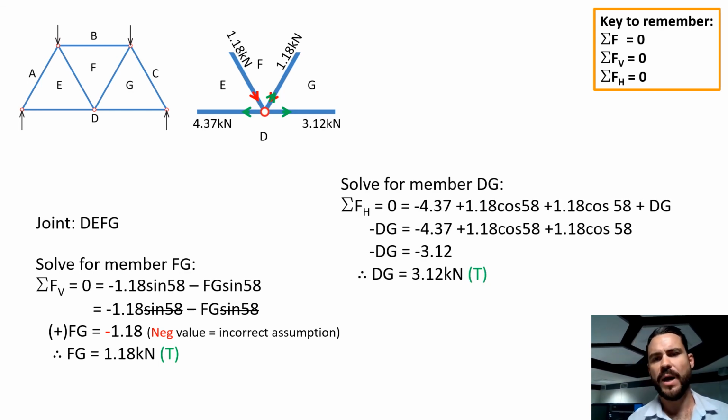Now, when we're looking at the last member here, GD, we're looking at our sum of forces in the horizontal. We go through and we work out that we were correct. It is in tension. Go through all of those formula and equations, and we get 3.12 kilonewtons in tension. Alrighty, we're almost done with it. This is actually the last of the joint systems that we need to look at.